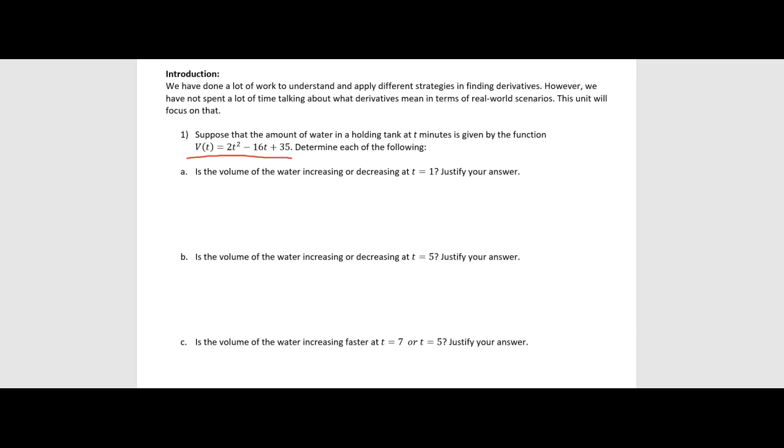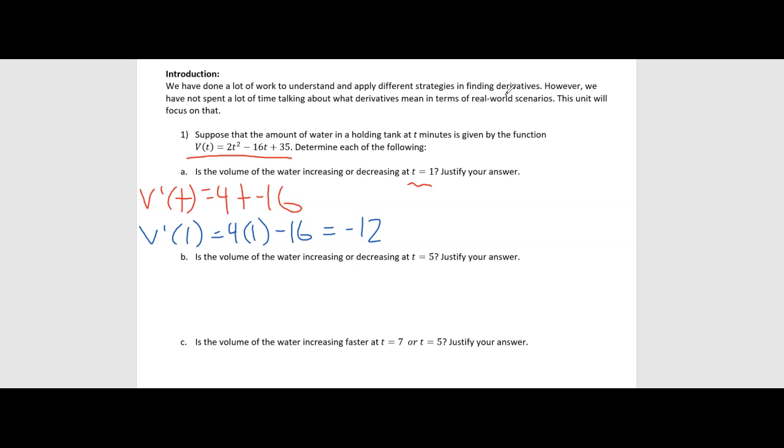How do we figure out whether an original function is increasing or decreasing? Well, we have to look at that derivative and see whether it's positive or negative. So first thing I need to do is take the derivative. So I get v prime of t is equal to 4t minus 16. And it gives us a value that we need to evaluate the derivative at. So v prime of 1 is going to be equal to 4 times 1 minus 16, which is equal to negative 12. So if the first derivative is negative, that means the original function is decreasing.